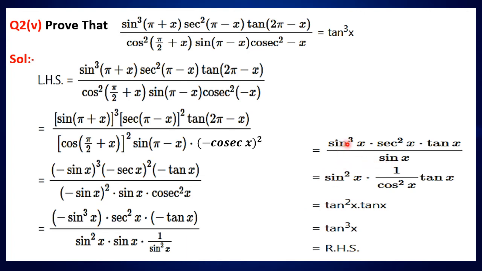Now sine cube x upon sine x is sine square x, and sec square x can be written as 1 upon cos square x, into tan x. Sine square x upon cos square x is nothing but tan square x, into tan x is tan cube x, which is the RHS.